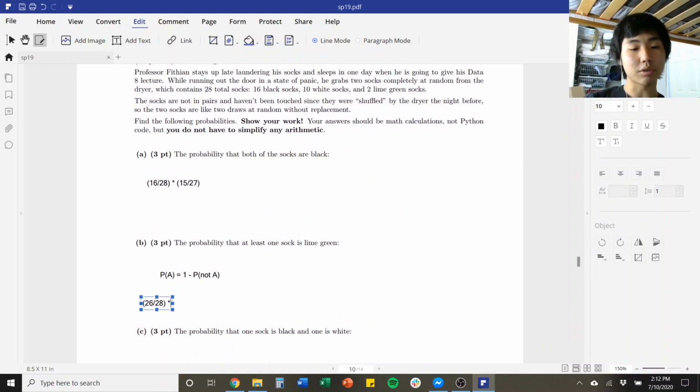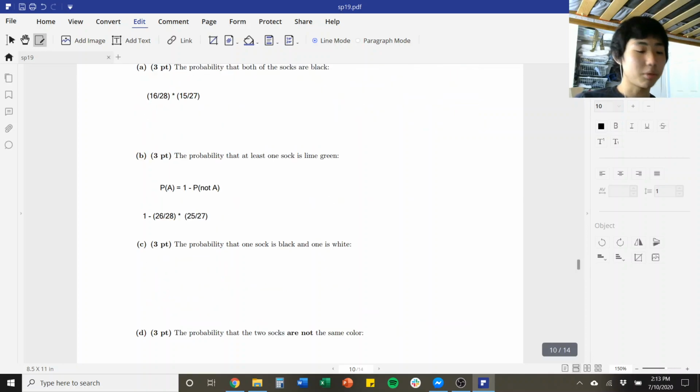So in order for this to work, the first one has to be non-lime green. So now there are 25 non-lime green socks left, and 27 total. So 25 divided by 27. So that's the probability that neither are lime green. But now we still need to subtract this from 1, and that's our final answer.